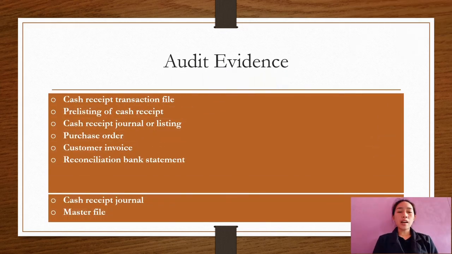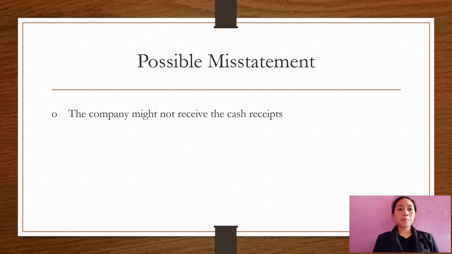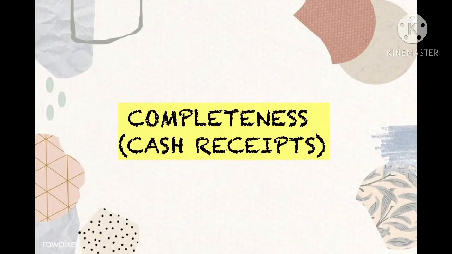The audit evidence is the cash receipt transaction file, pre-listing of cash receipts or listing, purchase order, customer invoice, reconciliation, bank statement, cash receipt journal, and master file. The possible misstatement of this assertion is that the company might not have received the cash receipt.